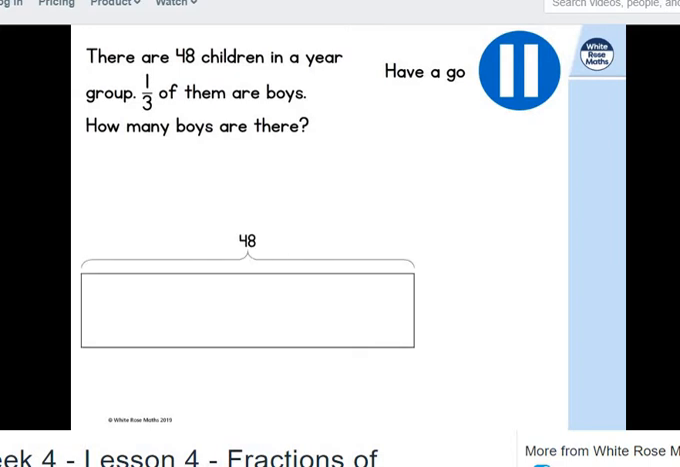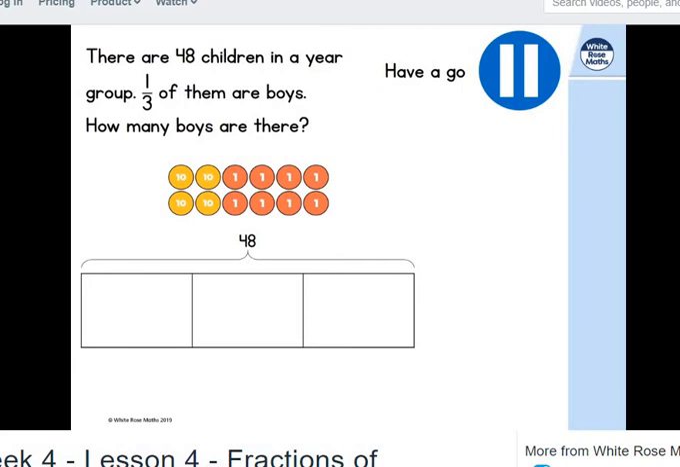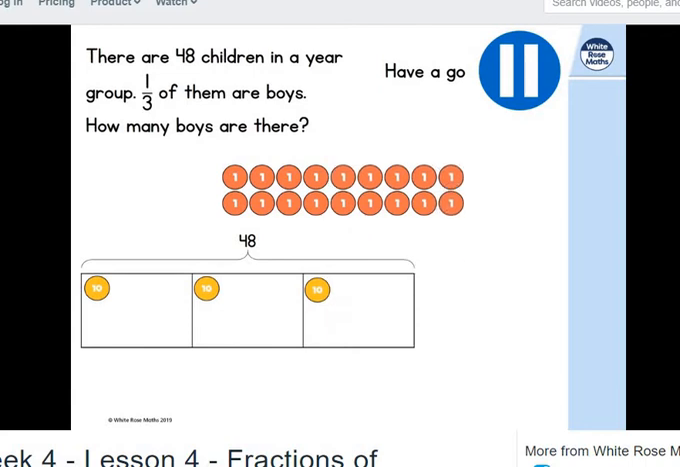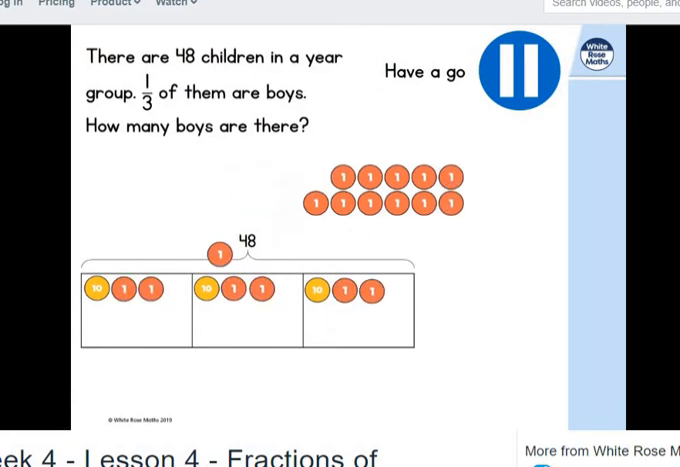Again, our bar representing 48 children, but this time a third of them are boys. Here's our 48. We want 3 equal parts. Let's divide our 10s. We've come to a bit of a problem. We've got 10 children, but we can't share it equally between the 3. What might make it easier is if we exchange the 10 for 10 1s. Now can we share them equally? Let's have a look.